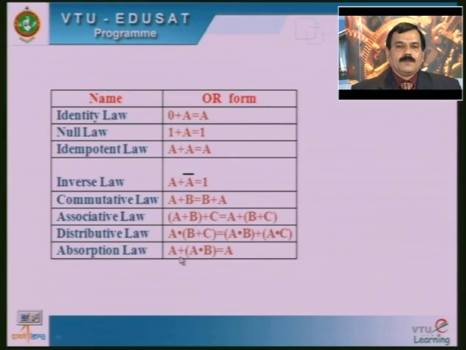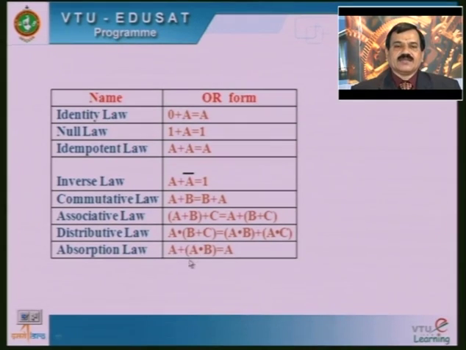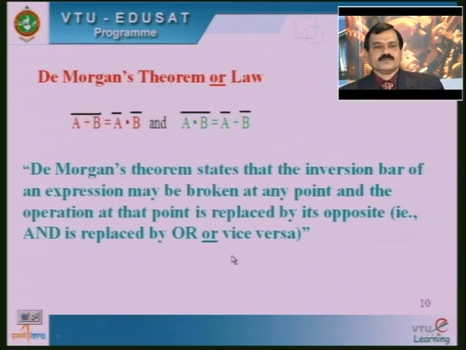So absorption law: a plus b dot a is equal to a. Here, whatever value we assign to b is not going to come into account, and only the value of a is going to be highlighted. That's why a plus a dot b can be considered as a.